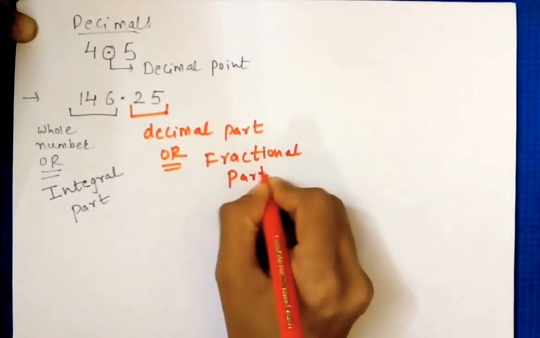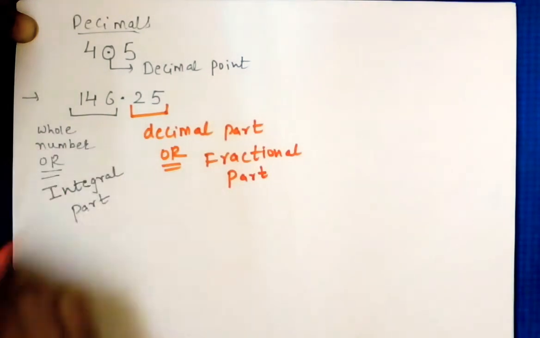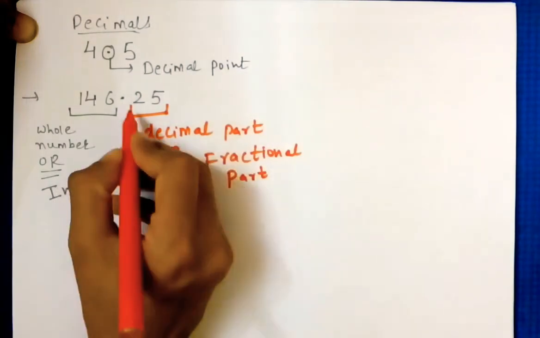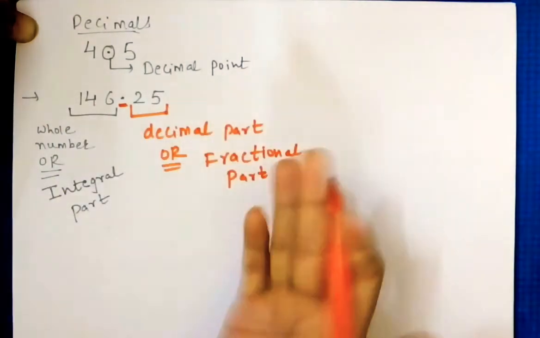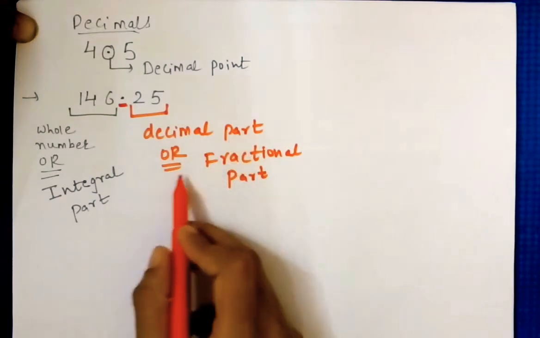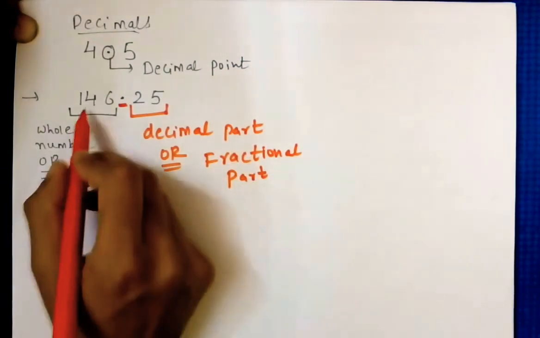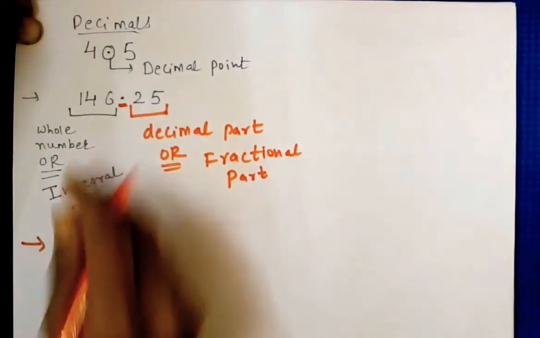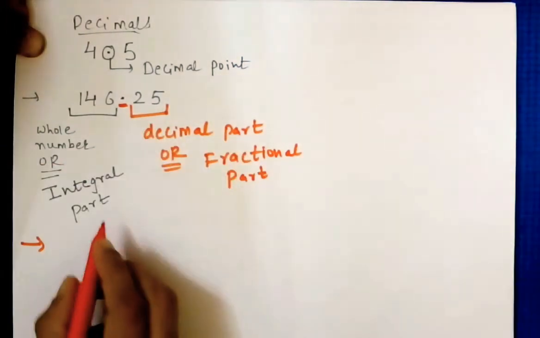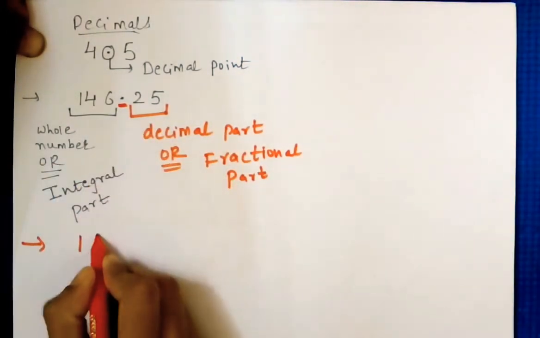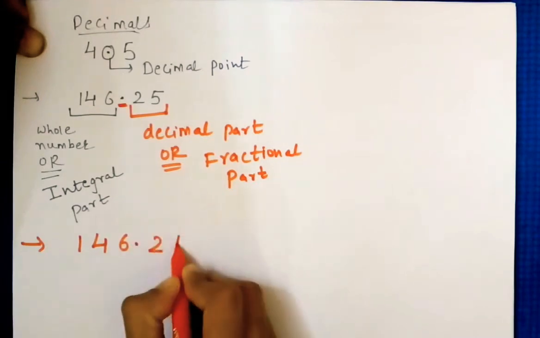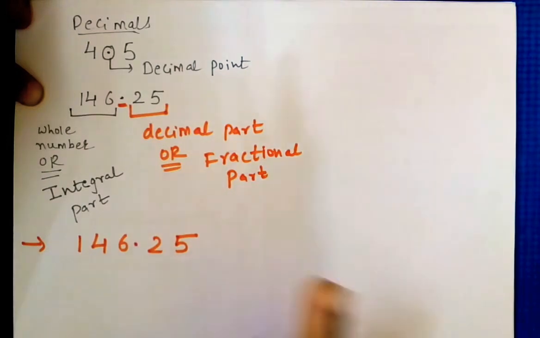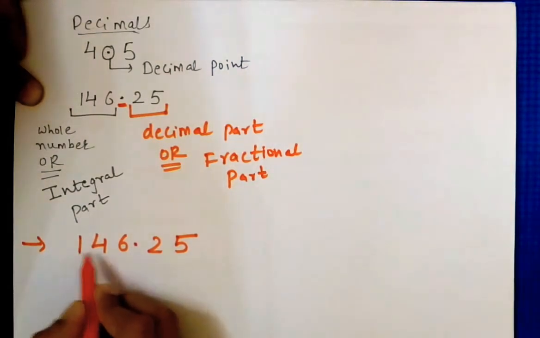So the number before the point is called the whole number or integral part, and whatever is given after the point is called the decimal part or fractional part. Now how do we read this number? That is very important, because some students make mistakes in reading and writing decimal numbers. For example, 146.25. The number before the point is read like a simple number, so it is 146.